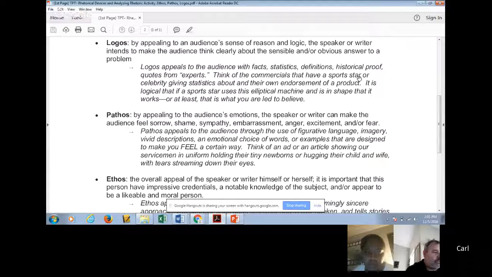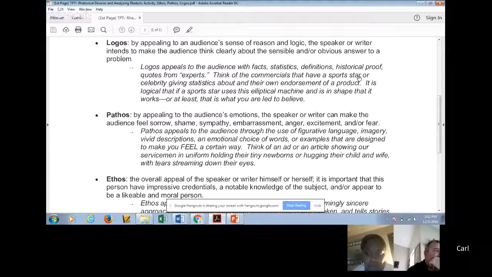First, there's logos. Okay, logos is going to be used to appeal to an audience's sense of reasoning or logic. These can also be known as logistics. You guys have probably heard that saying before. That means, what's the logical reason for something happening? Does that make sense? What is the reason for that? Is it logical? Those are the things you have to consider with logos. Logos appeals to the audience with statistics, facts, definitions, historical proof, and quotations from experts, all right?